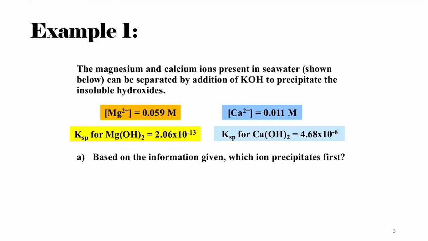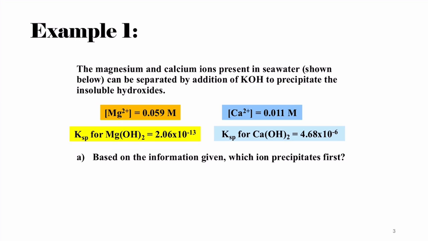And so if we're looking at a problem, these are usually phrased in a form like this. So the magnesium and calcium ions present in salt water can be precipitated out by adding potassium hydroxide to precipitate the insoluble hydroxide. Hydroxides are going to be the next metal cation we look at in qualitative analysis, right? And so if you know the concentration of both of these ions in salt water, which are given here, and you know the equilibrium constant, because someone spent their life determining these constants, for these insoluble hydroxides, you should be able to determine which one is going to precipitate first, right? So in this case, which ion should precipitate first?